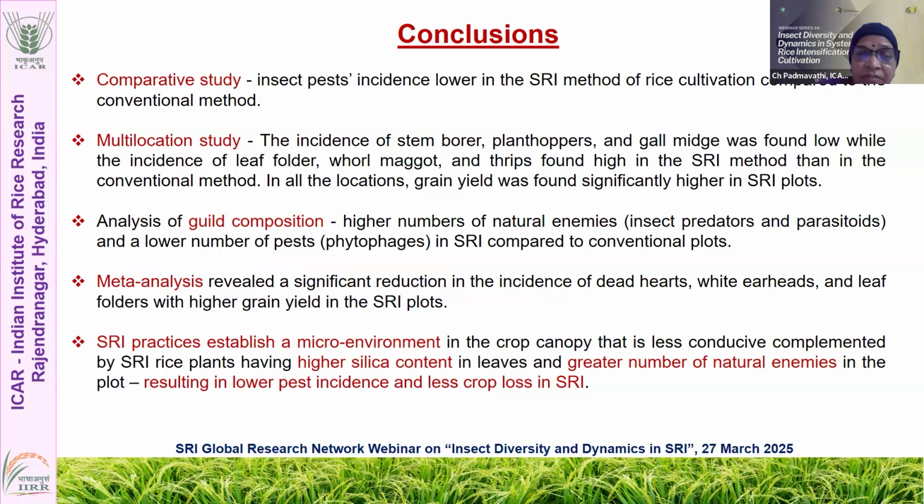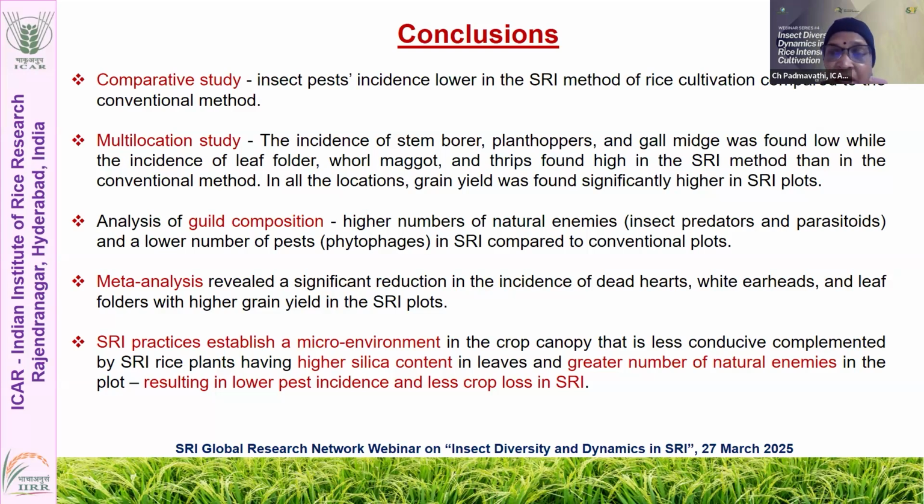And in guild composition, a higher number of natural enemies and a lower number of pests were found in SRA as compared to the conventional methods. And the meta-analysis revealed that whatever the effect size is, it is because of the methods only, not because of chance. And all this suggests that SRA practices establish a micro-environment in the crop that is less conducive to pests.